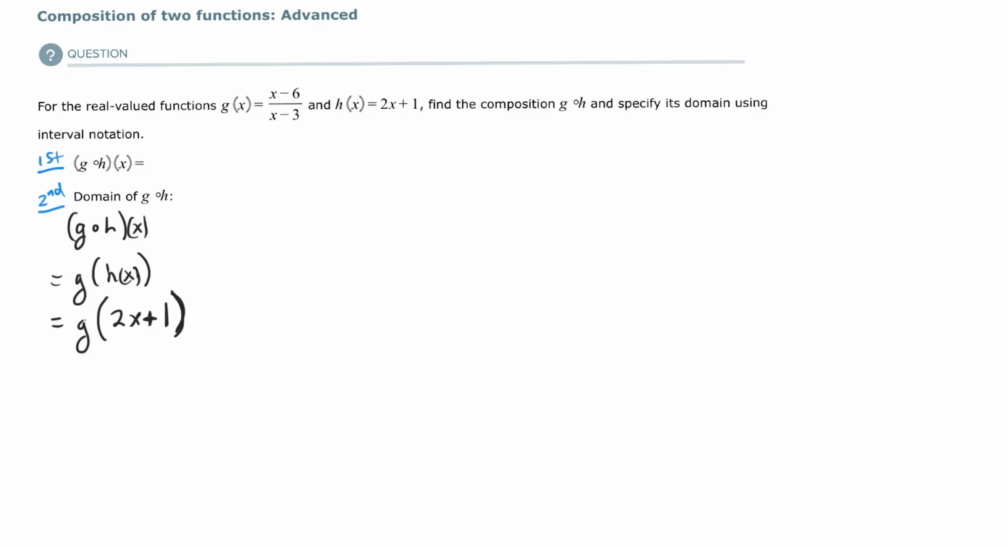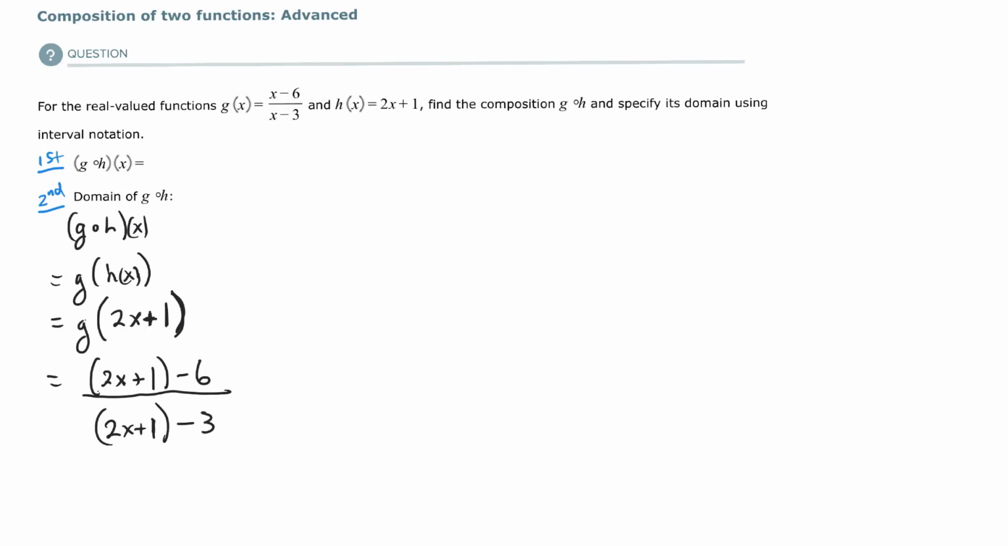But when we get to the next step here, which is g, we're going to apply g, and the input is 2x plus 1. So wherever we see an x up here, we're going to put parentheses 2x plus 1. Same thing with here, parentheses 2x plus 1, because we're going to put 2x plus 1 in there. So our input now is 2x plus 1. The output says it must look like this. 2x plus 1 minus 6 all over 2x plus 1 minus 3.